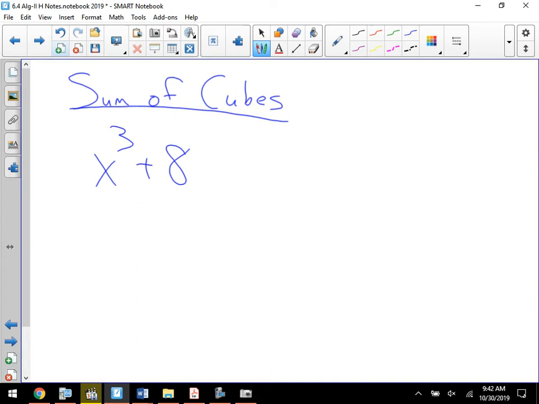Now, there are going to be patterns for a sum, and there's going to be a pattern for a difference. Before, we weren't able to do a sum of squares because it wasn't factorable. But when we're dealing with cube roots, think of the third power, it will allow us to do these things. There are two patterns that exist. I'm going to come back to this one.